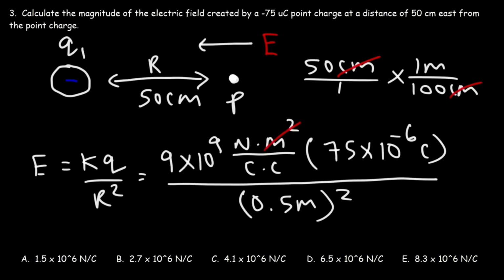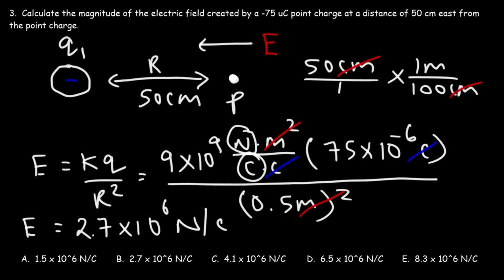So right now we could cancel the unit square meters, and we could cancel one of the Coulomb units. So the electric field is going to be 9 times 10 to the 9 times 75 times 10 to the minus 6 divided by 0.5 squared. So it's about 2.7 million, which we could say is 2.7 times 10 to the 6 newtons per coulomb. So that's the unit for electric field. And this corresponds to answer choice B.